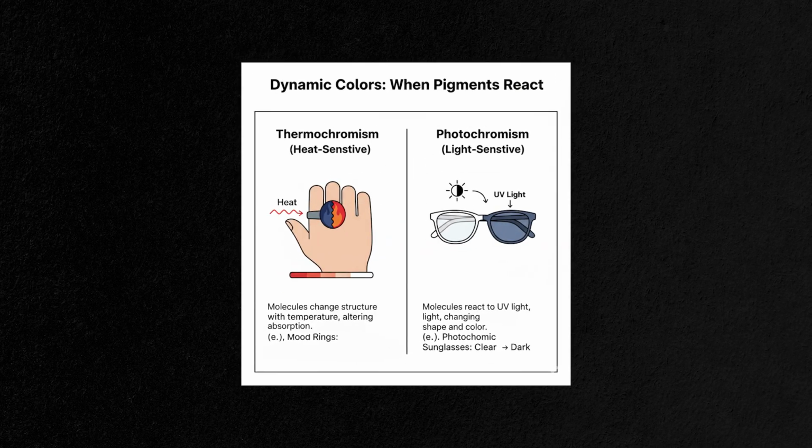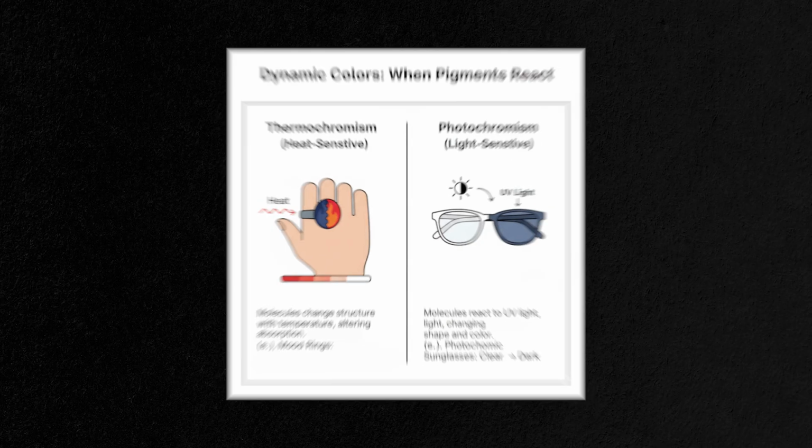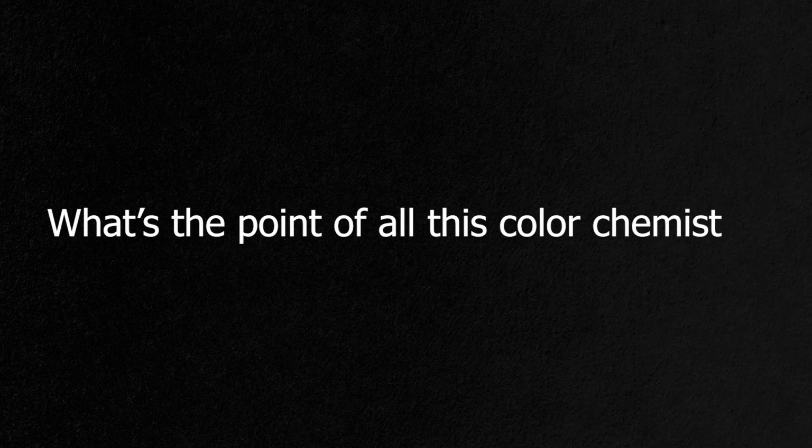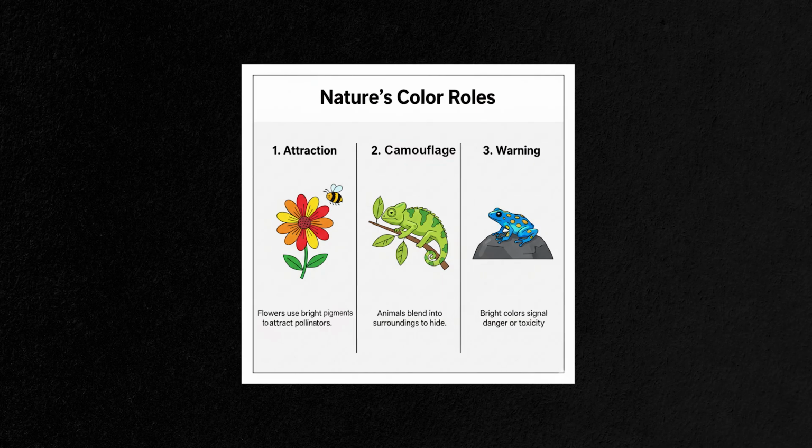Now, here's the fun part. Some colors change depending on temperature, light exposure, or chemical reactions. That's called thermochromism, like mood rings, or photochromism, like UV-sensitive sunglasses. So, what's the point of all this color chemistry? In nature, color plays critical roles.